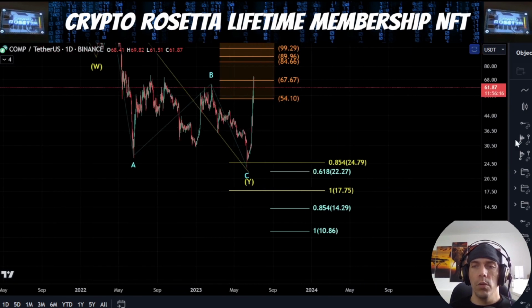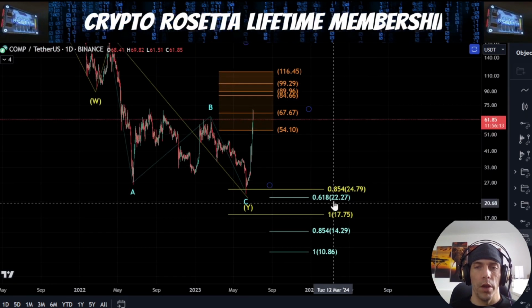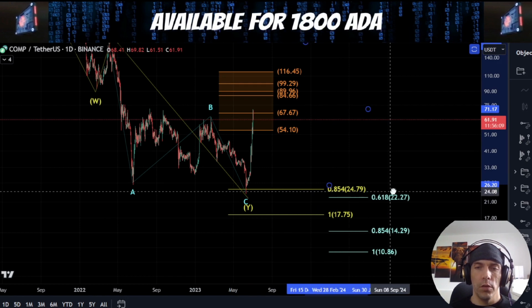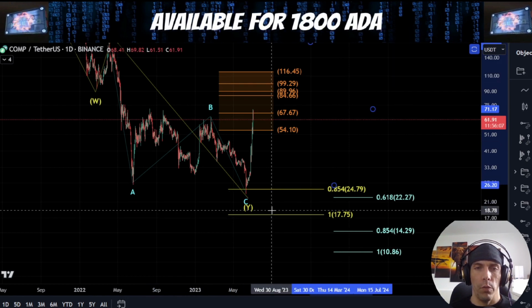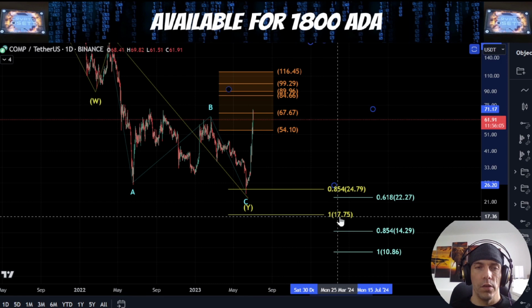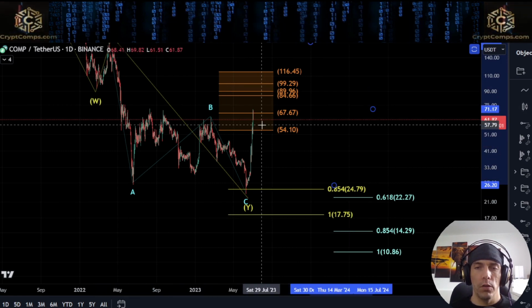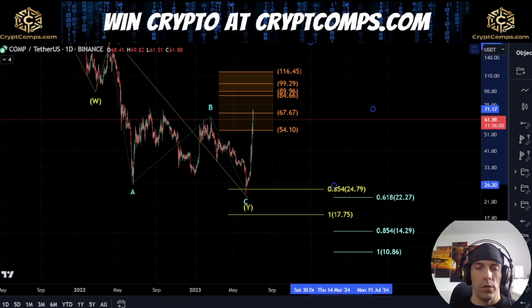So if we were looking for that potential of actually looking to break down here one more time, what we'd actually be looking for would be the potential to come down towards this Y wave 1-to-1, which is here at this 1775. As well as that, we do have the blue wave count. That 1-to-1 is down here at this 1086.